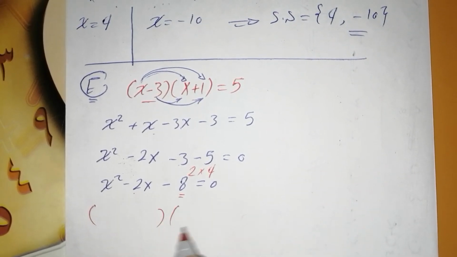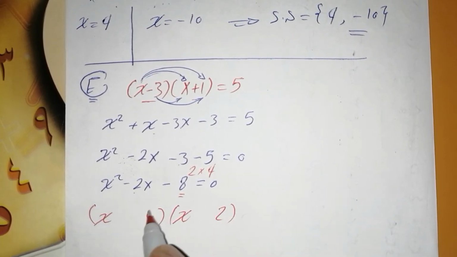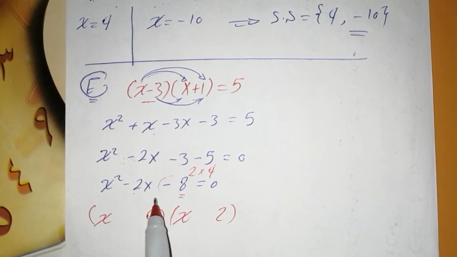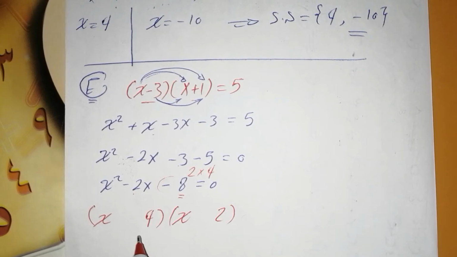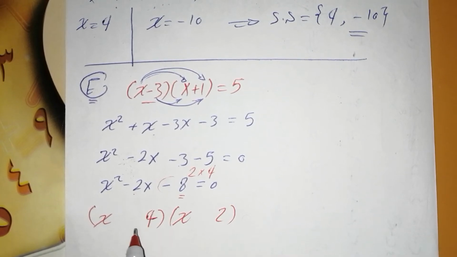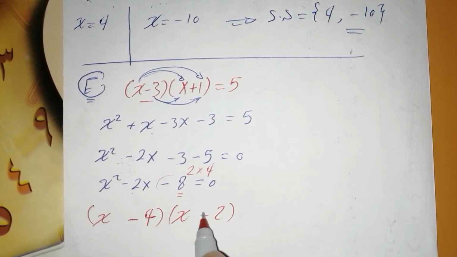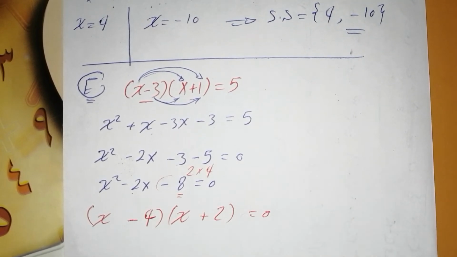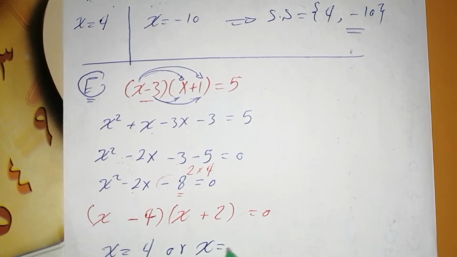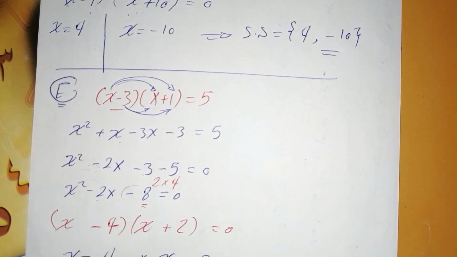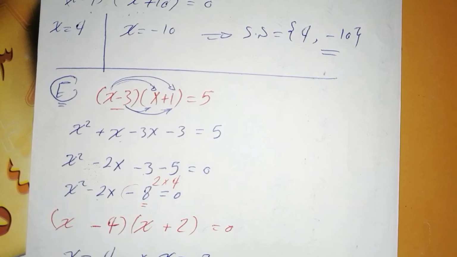We have two brackets, x and x, 2 and 4, and the negative sign of the constant means that the two signs will be different, and the greatest value will take the middle term sign. So 4 is negative and 2 is positive, and it equals 0. And then we have x equals 4 or x equals negative 2. So the solution set for this equation is 4 and negative 2.